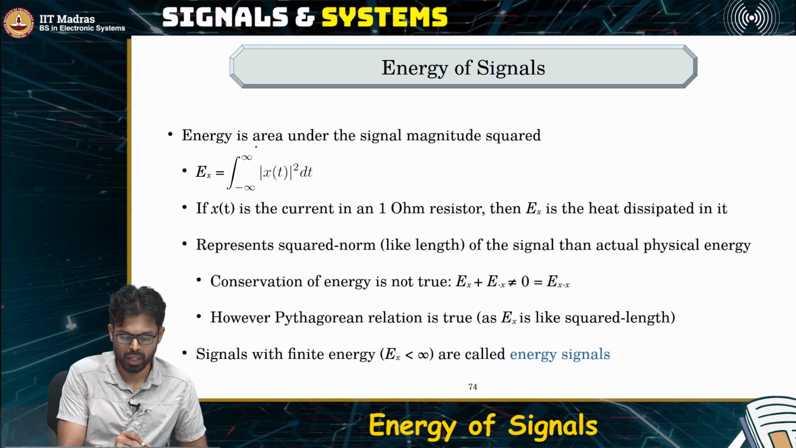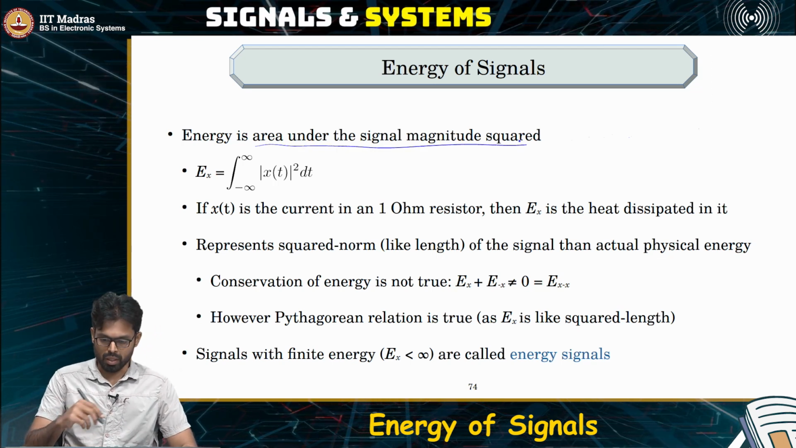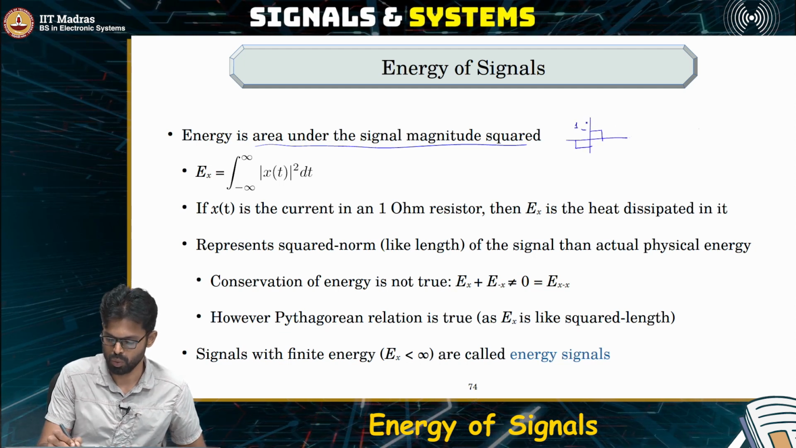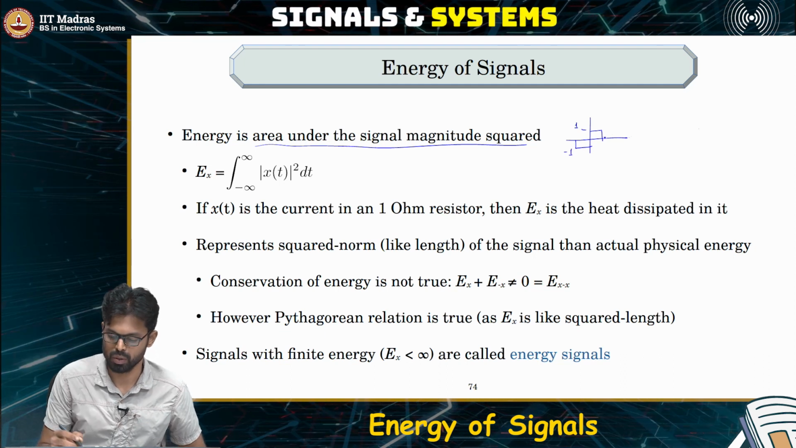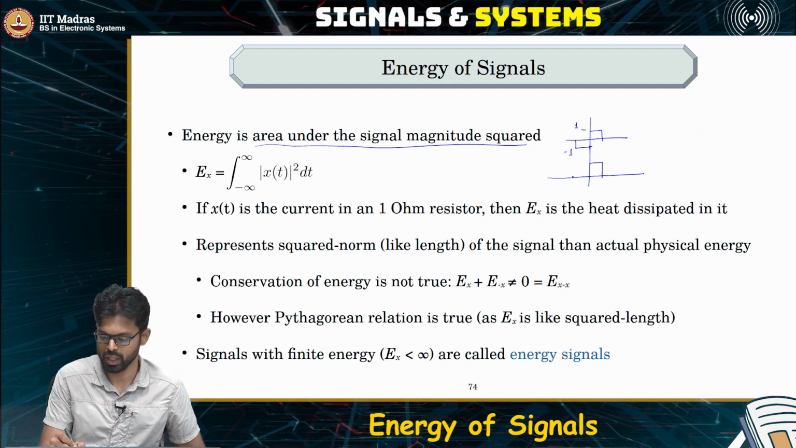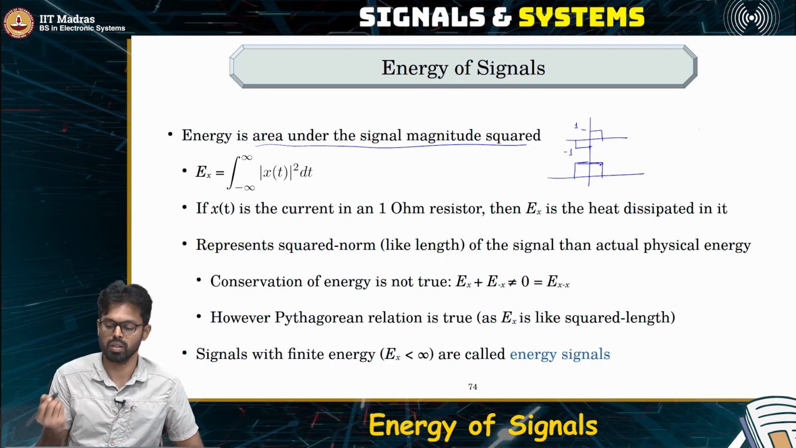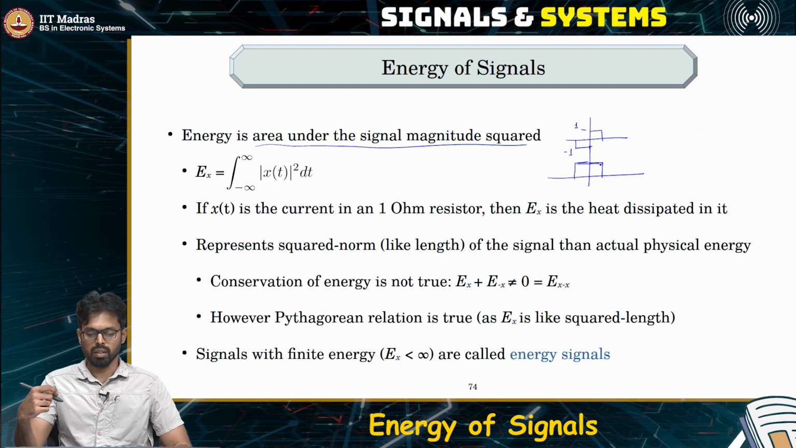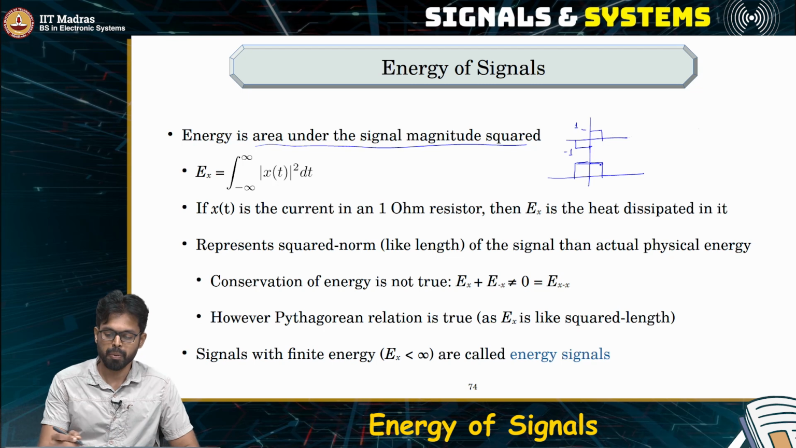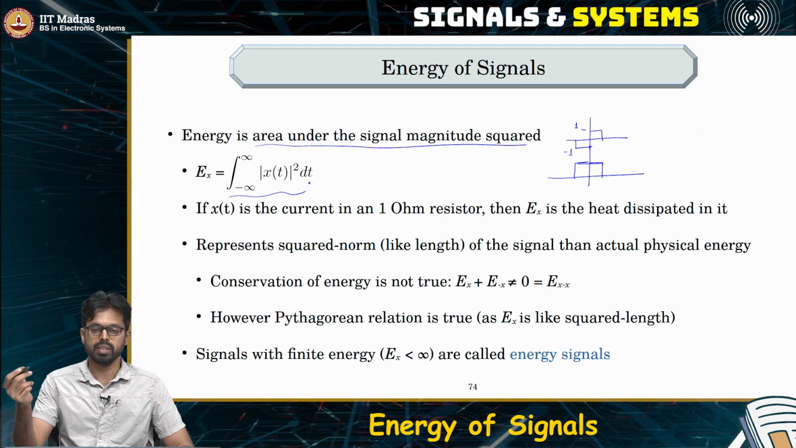Energy is simply the area under the squared magnitude of the signal. So if I have a signal something like this, let's say this is 1 and this is minus 1. Now let's square this. If I square this, what do I get? I still get the same thing on the right hand side, but on the left hand side I get the squared value. You take the area under this signal. When you square it, the magnitude squared is always positive. You add them up and you find this area. This area is what we refer to as the energy of the signal.